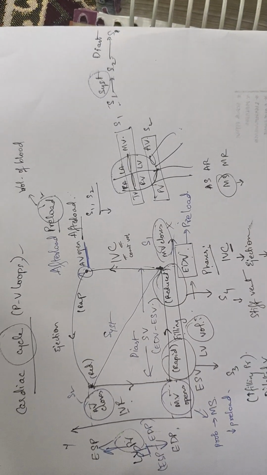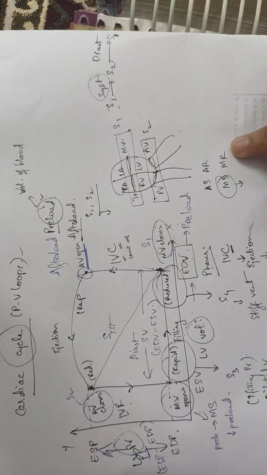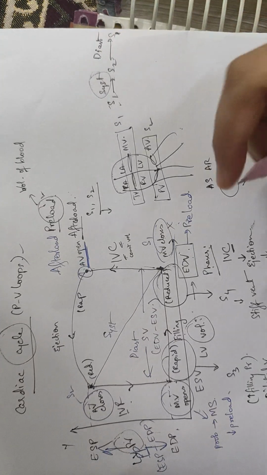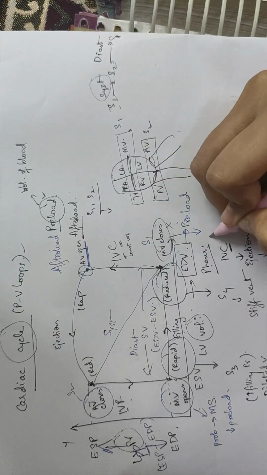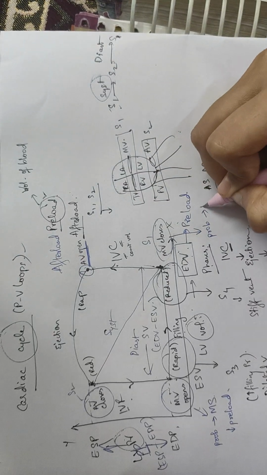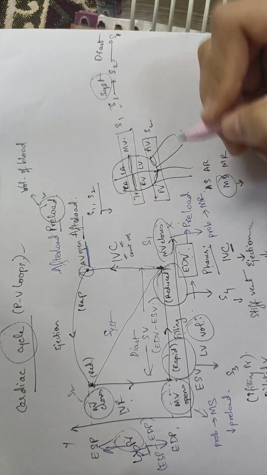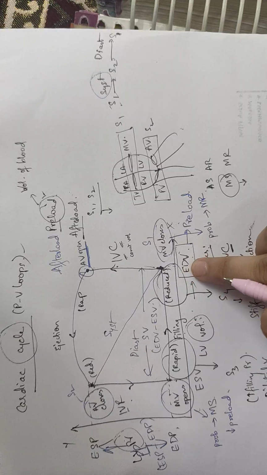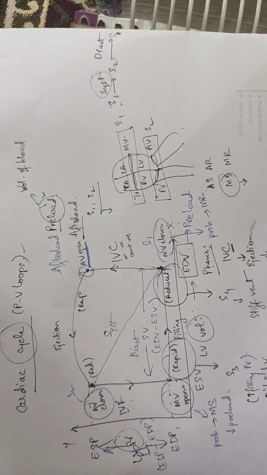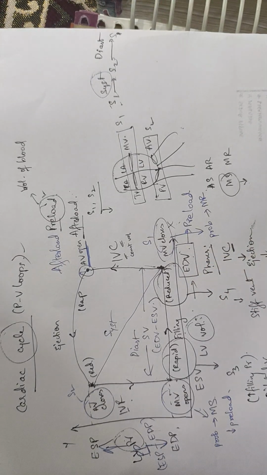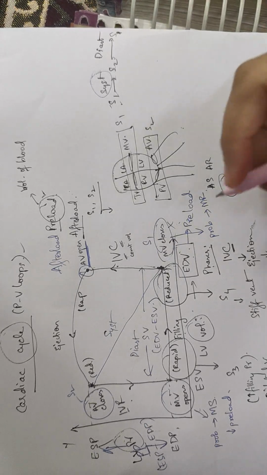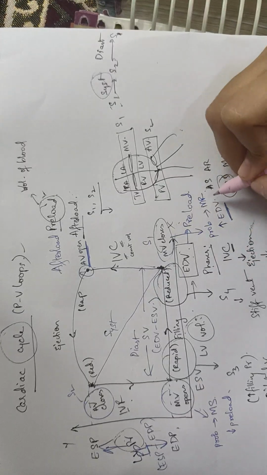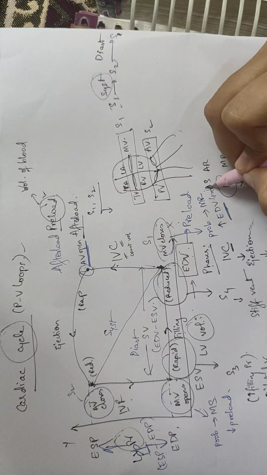Next we'll talk about MR. MR is basically when your mitral valve has difficulty closing, right? So this problem, closing problem, will be MR. So what happens? The blood keeps coming back into the ventricle. So the next time during the second contraction, the amount of volume in the left ventricle keeps increasing. So what happens here is end diastolic volume keeps increasing, that is preload keeps increasing.